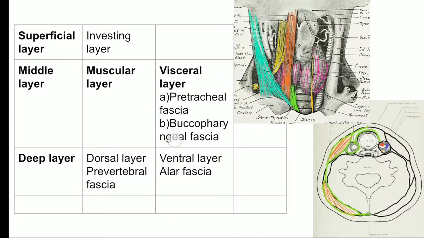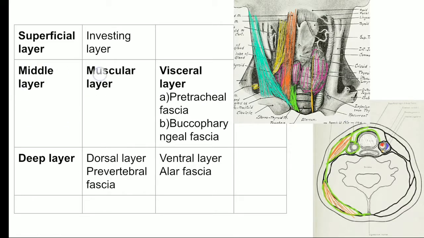But before I get into these, I want to highlight the way that it has been classified in Gray's anatomy. Okay, so when we go through Gray's, we see that they have categorized the deep fascia into 3 layers, which are the superficial layer, the middle layer, and the deep layer. The superficial layer consists of the investing layer of deep fascia, as we have already covered, which encloses the trapezius muscle and the sternocleidomastoid muscle.